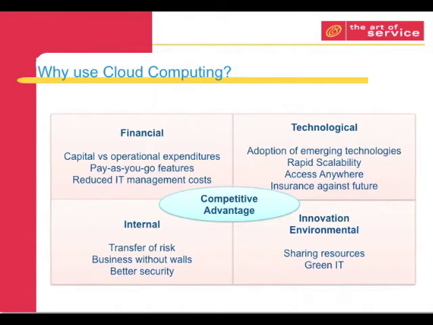And then internally, the risk mitigation structure behind cloud computing. So you don't have all your eggs in one basket. You transfer some of the risk of maintaining and managing some of that infrastructure. And of course, usually it's a mix of all of these four components.